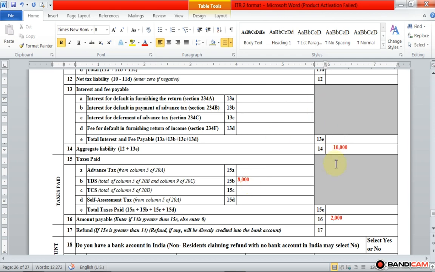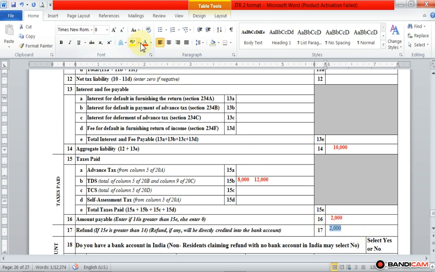Next case is that 10,000 is your tax liability, and the assessee has paid 12,000 as TDS. Then TDS is more than the tax liability. It means the assessee has paid extra tax. So the extra tax is refunded to the assessee. So we put the figure in the refund column, amounting to rupees 2000. Okay, got it?